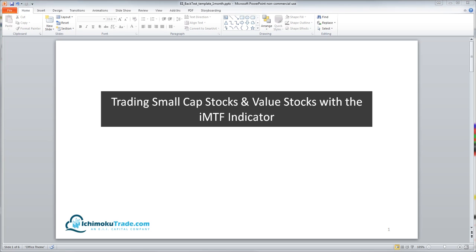And we're going to go with trading small cap stocks and value stocks with the IMTF indicator. I'm going to be taking this segment in the direction over the next few months of taking various strategies and showing you how to use the IMTF indicator to trade those.